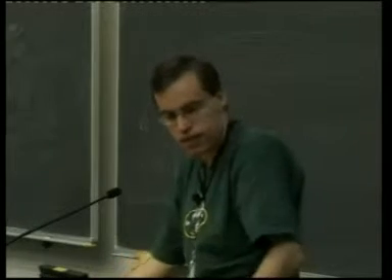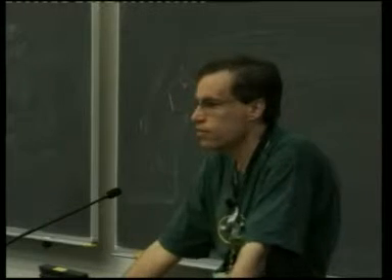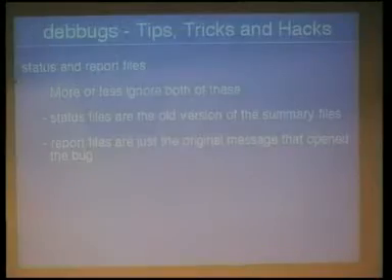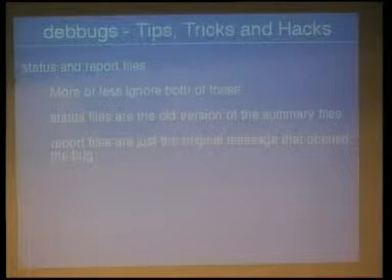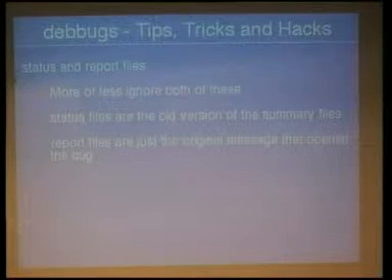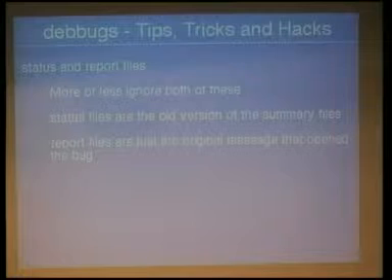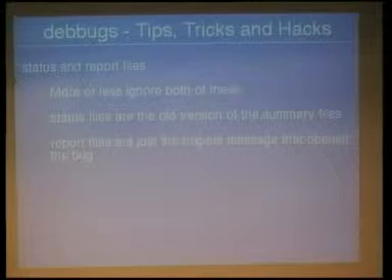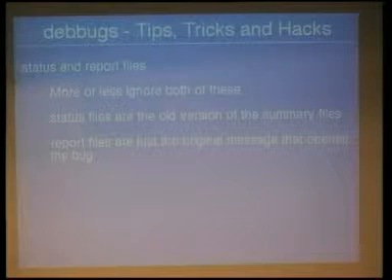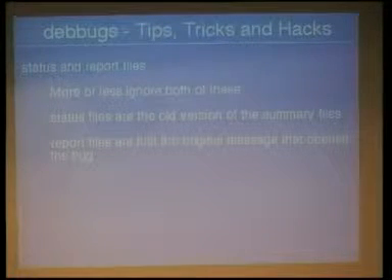Okay. The 2 other files that make up the 4 files per bug are the status and the report. The status is out of date. It's not really hopefully used anymore. It just contains redundant information from the summary file now. And there's also the report file. It basically just has the original bug report, the original email that opened the bug report. And it's just basically used so that the original email can be included in the done message.